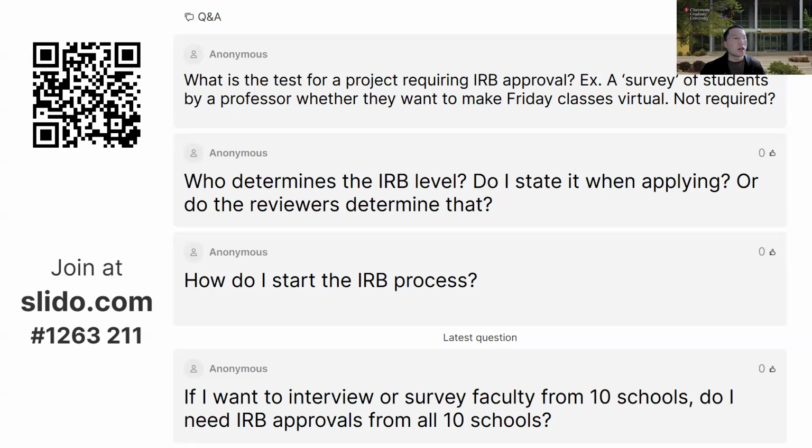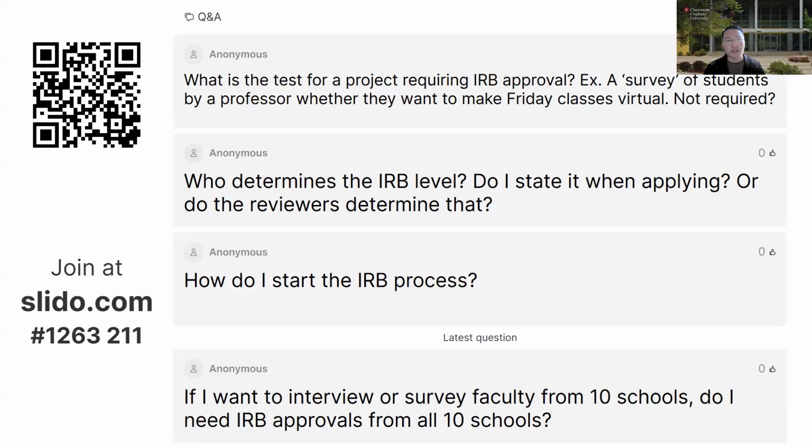Okay, so I think this relates to when IRB is required. In this case, a survey of students by a professor, whether they want to make Friday class virtual. Because the students will likely be the participants, they're living individuals. So it depends on whether the survey is intended to contribute to generalizable knowledge or not.